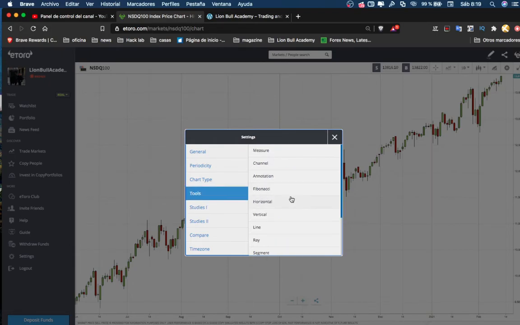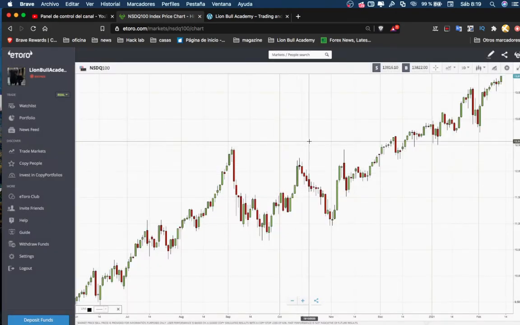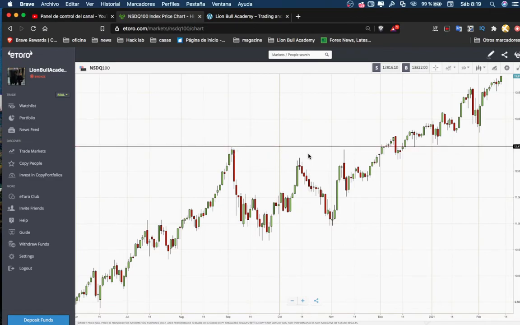So let's start now with one of the important ones, the horizontal line. What is this and what is it used for? Normally, you use it to represent important points for yourself. Like in this case, I draw here a resistance level. I can put it down and then it becomes a support level. It's just for yourself, to see the important points, the key levels of the market.